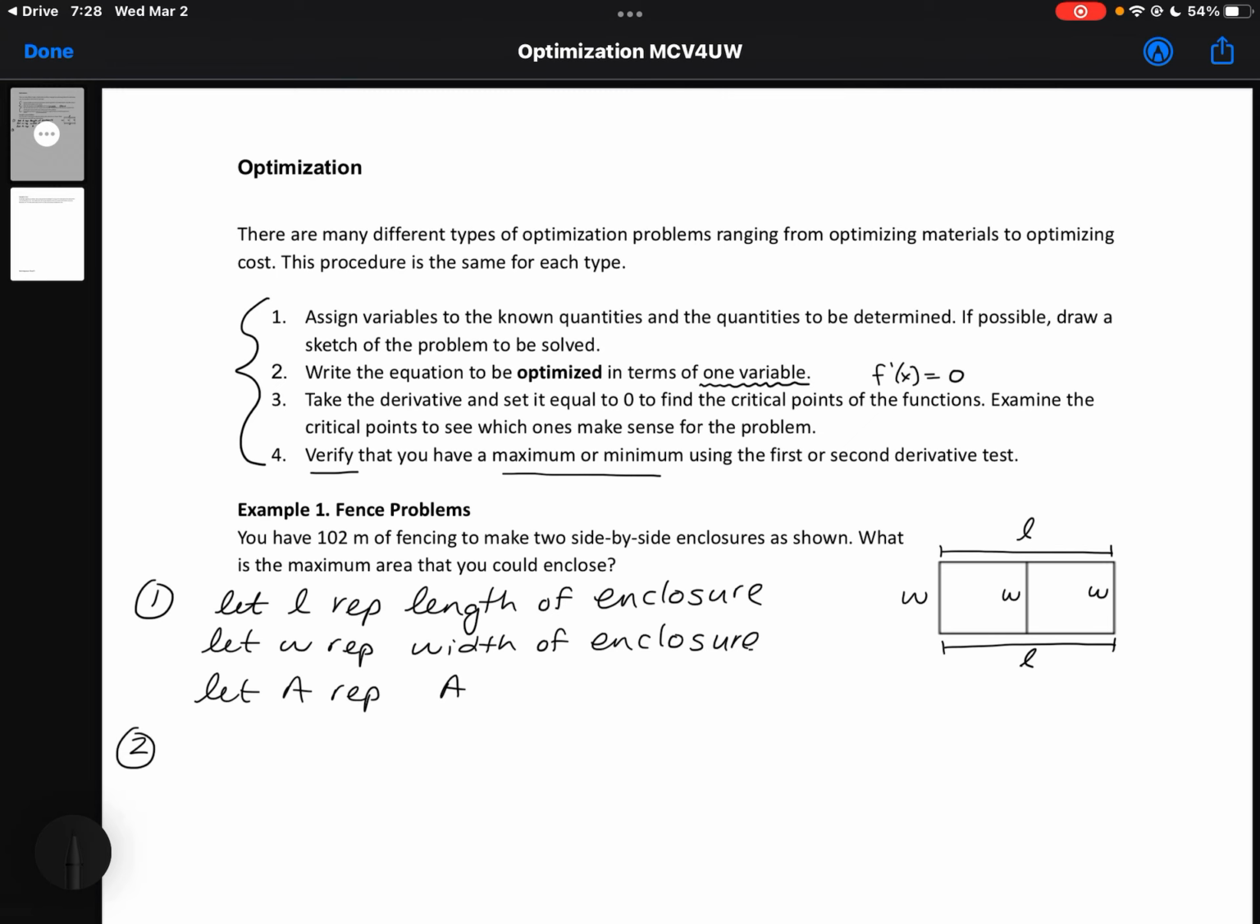Now I'm going to work on writing my equation to be optimized in terms of one variable. So I know that the amount of fencing that I have is 102 meters. So 2L plus 3W has to equal 102. That would be my perimeter. I also know that the area is length times width. So in order to get my area expression into one variable, I'm going to rearrange my constraint equation here for L.